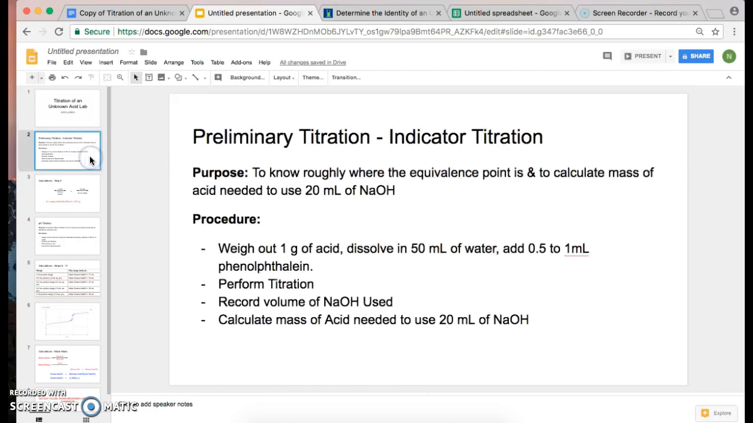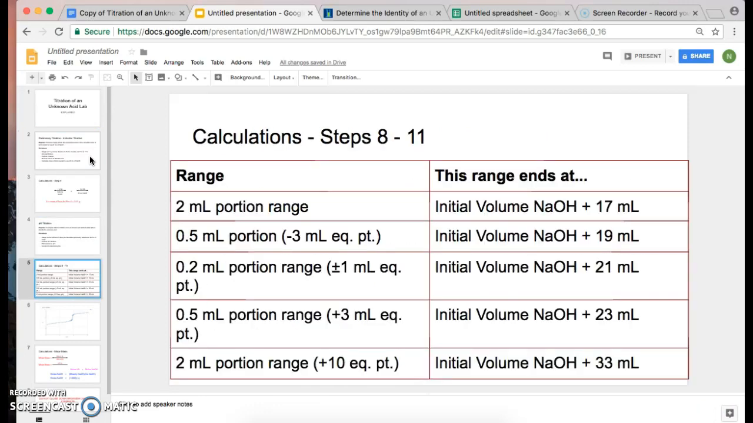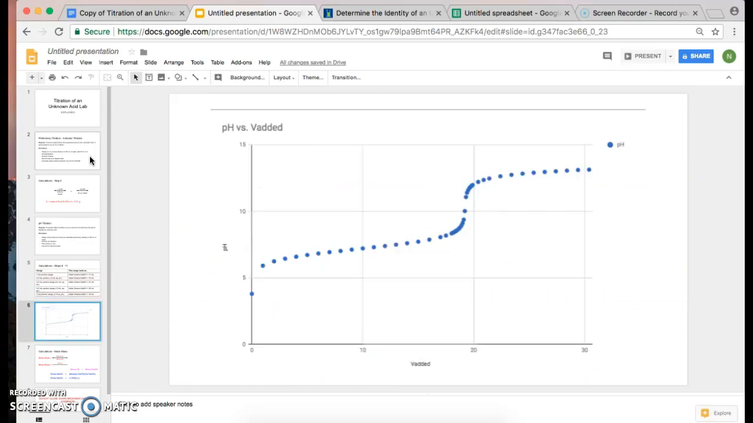So just to briefly recap, we have done a preliminary titration or indicator titration. And then we did a pH titration. That was the last thing that we did. And we collected some data. So we were aiming to get some sort of graph that looks like this.